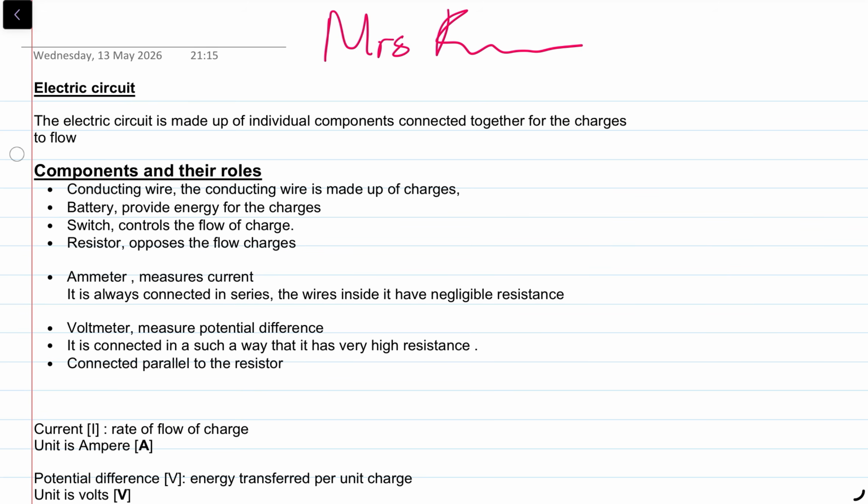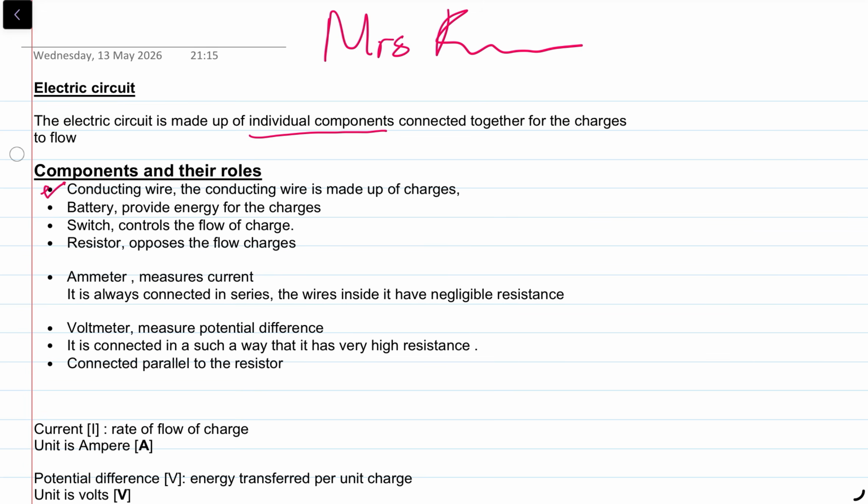So, let's dive right into it. Electric circuits, you've been doing them since primary school. So, you know that it's made out of individual components that are connected together to allow for the charges to flow. The components we're going to be talking about are the conducting wire, the battery, the switch, the resistor, the ammeter, and the voltmeter. We're going to talk about them one by one.